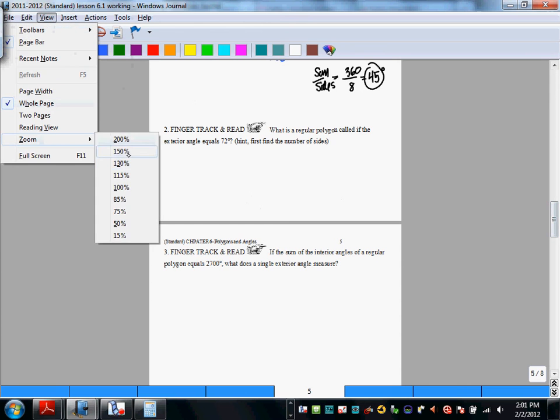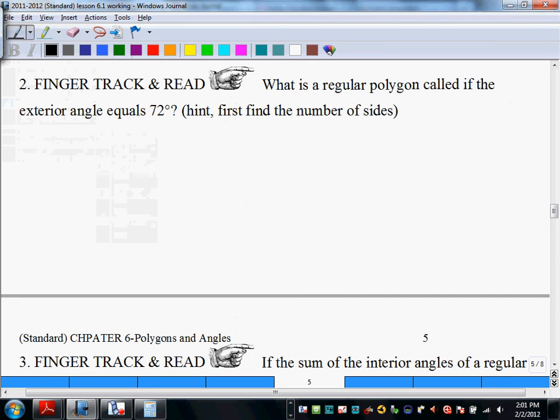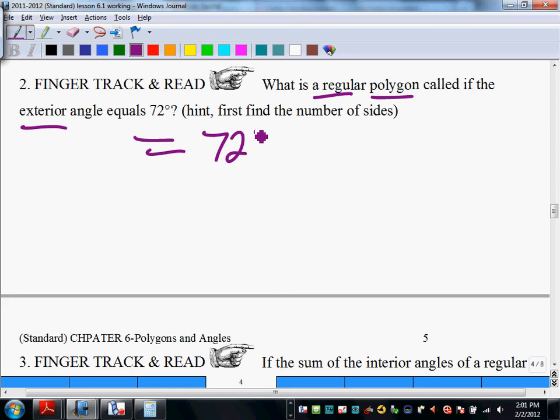Alrighty, so Kyle, since I'm talking to you, did you finger track and read? Okay, so what's your keyword? Regular polygon. Got that it's regular. Exterior angle. So something equals 72. What equals 72? Regular polygon exterior angles. Okay, how do you find 360?